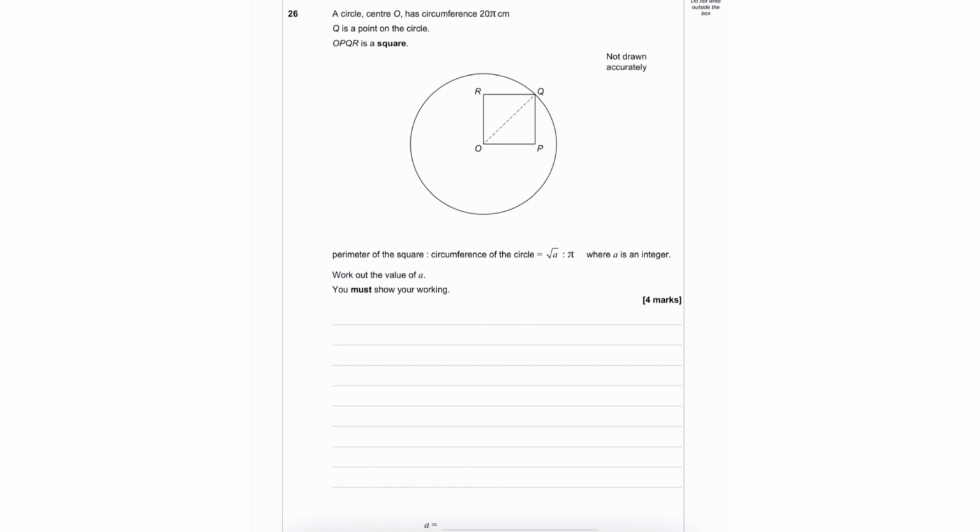So the first thing we're going to do here is note that the circumference of a circle is given by, and I'm just going to call this circumference, equals 2 pi r. That is the formula, where r is the radius. And we've been told that this is equal to 20 pi. So this immediately allows us to work out what the value of r is, because we have 2 pi r equals 20 pi. So we can cross out pi from both sides, and then we rearrange to get that r equals 20 over 2, which equals 10, and this is in centimetres. So the radius is 10 centimetres, which is quite useful.